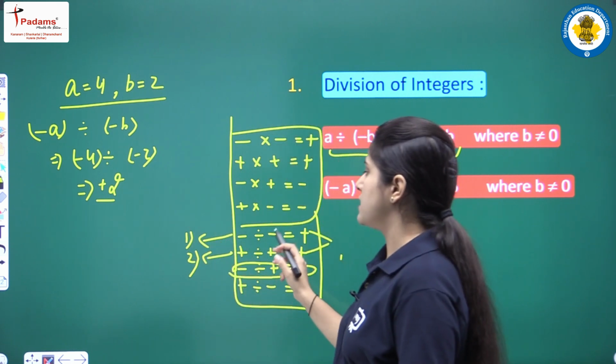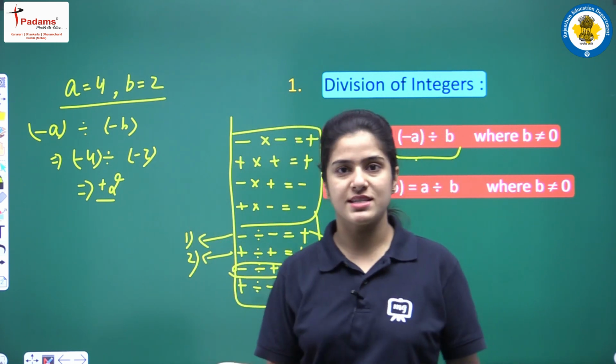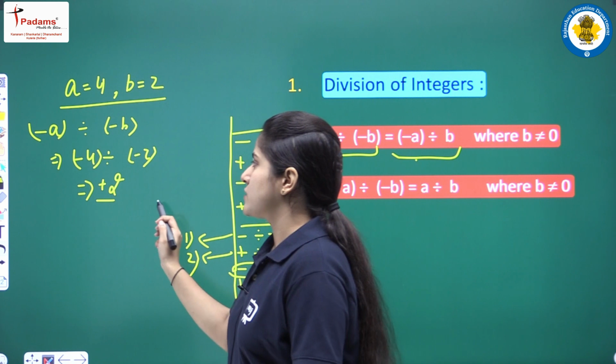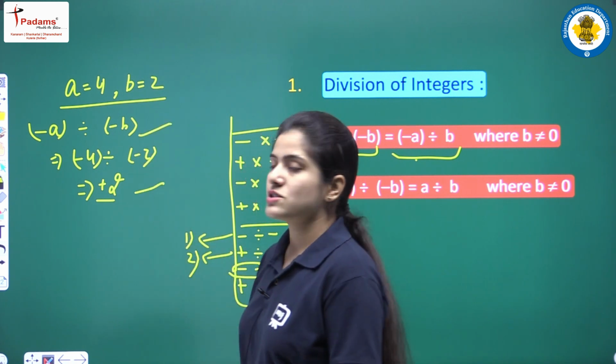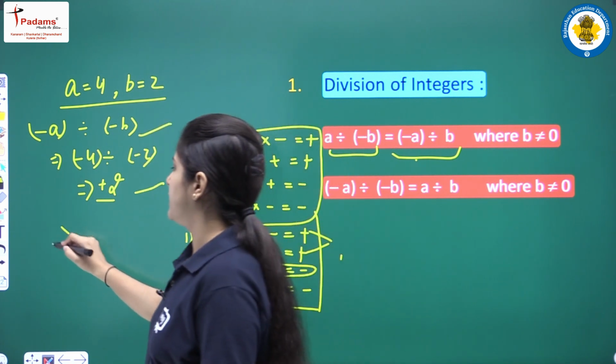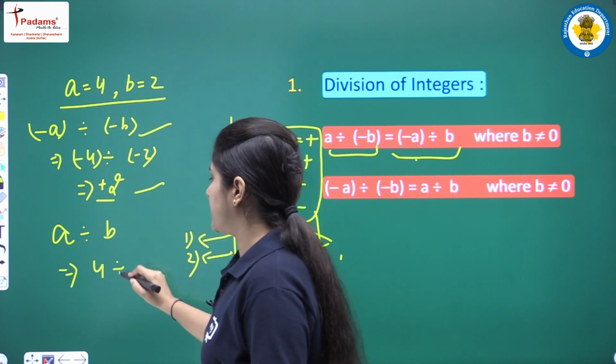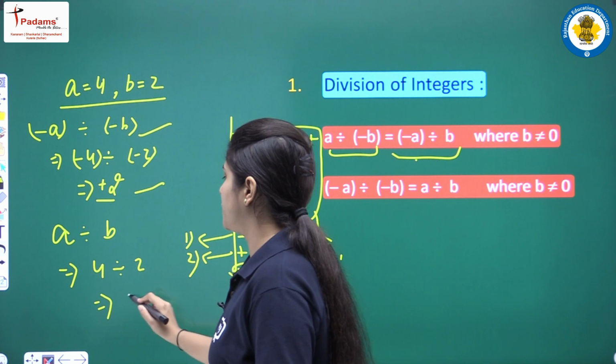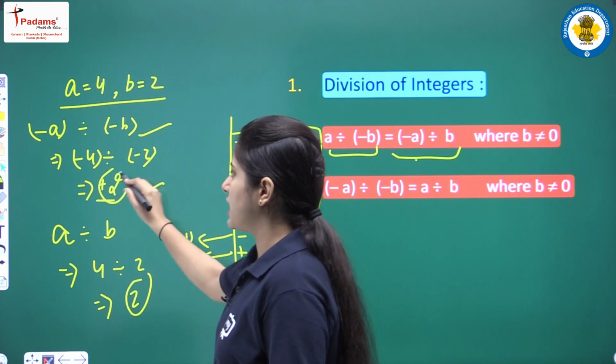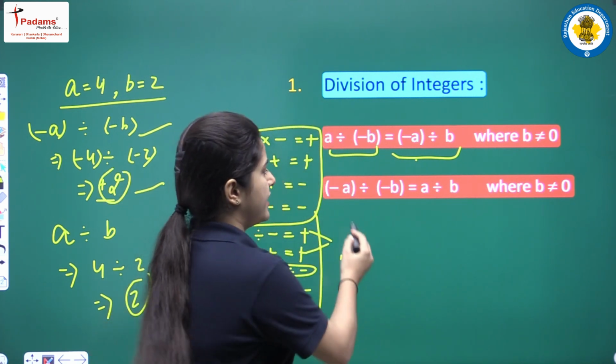Because minus minus division's result will give you the positive integer. Alright students, so this will equal to plus 2. Okay, and the next part, a divided by b, which is equals to 4 divided by 2, which is equals to 2. So this and this are the same, so this holds very nicely.